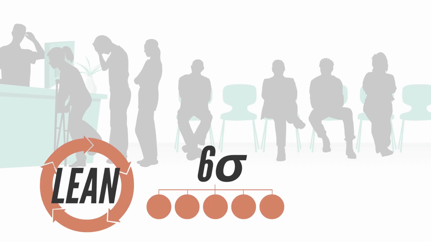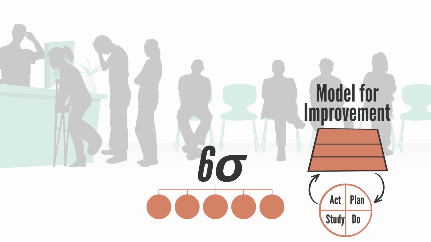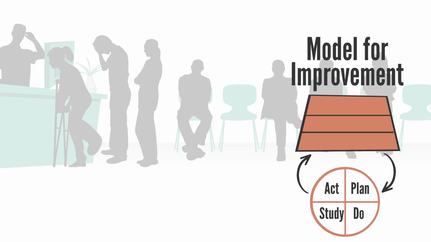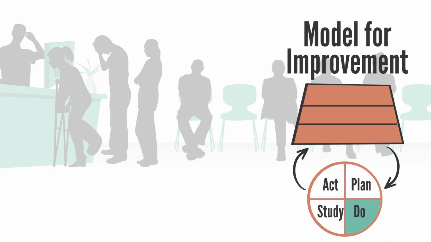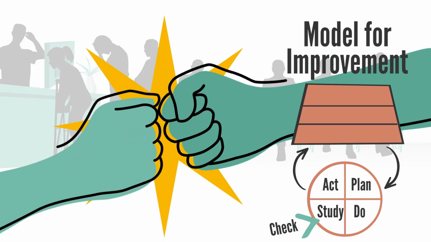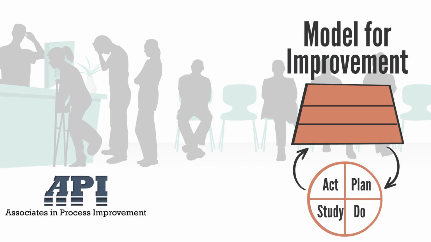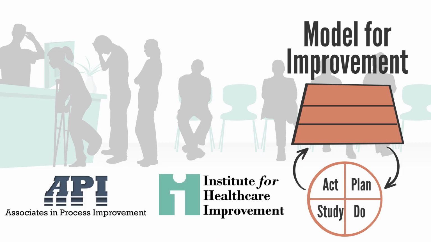There are a number of models and tools you may have heard of, like Lean, Six Sigma, and the Model for Improvement, to name a few. The focus of this video is to showcase how you could use the Model for Improvement and its use of plan, do, study, act cycles, sometimes referred to as plan, do, check, act cycles, to help establish a coordinated and systematic approach to an improvement initiative. The Model for Improvement, developed by Associates in Process Improvement, is commonly used in healthcare settings and is recommended by the Institute for Healthcare Improvement, IHI.